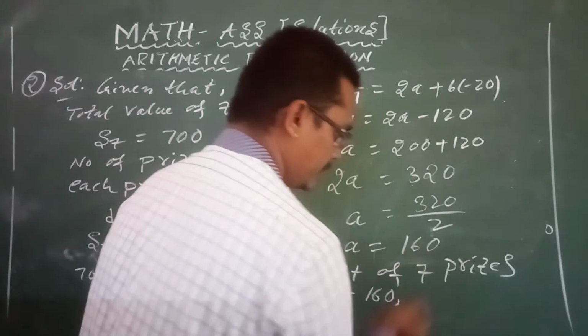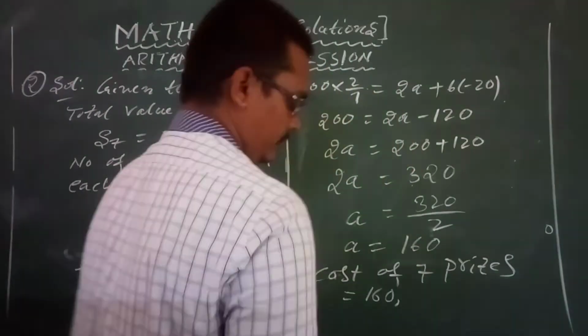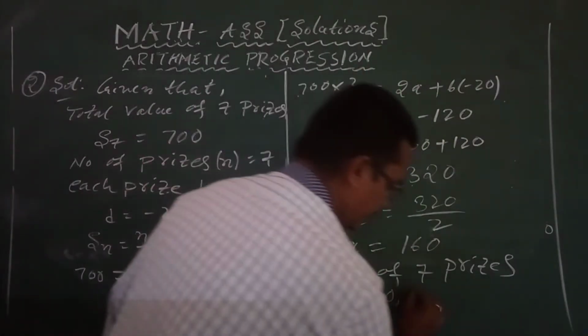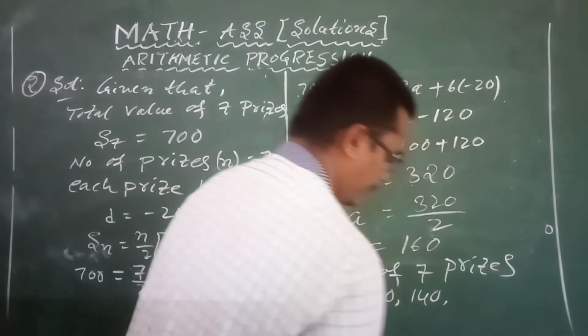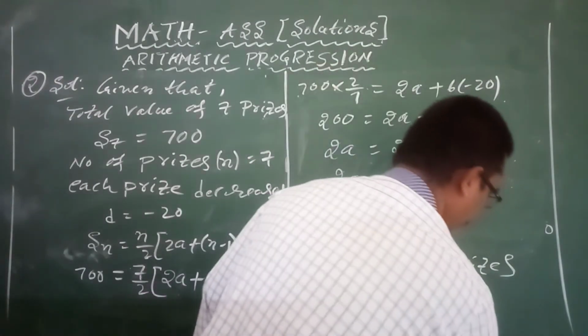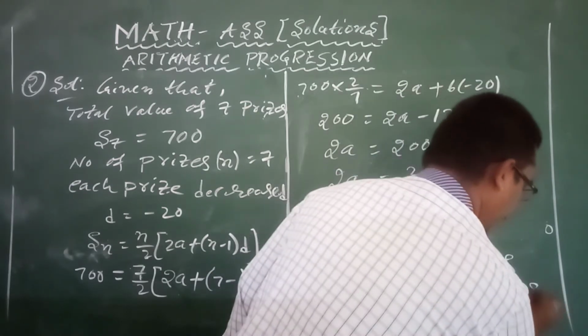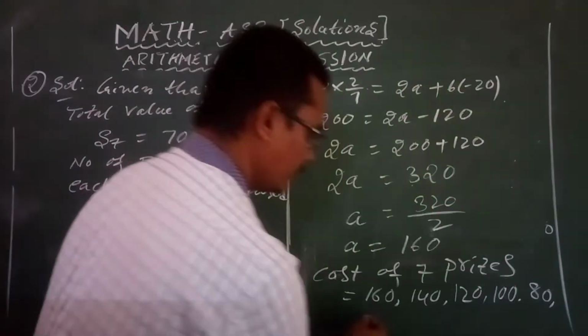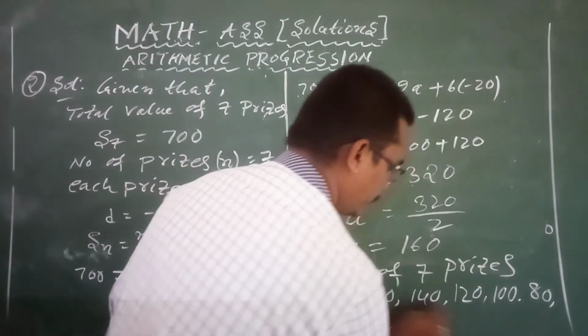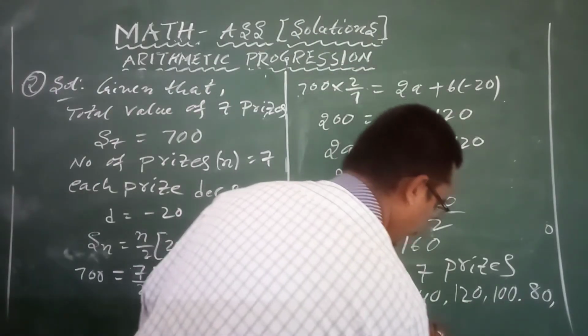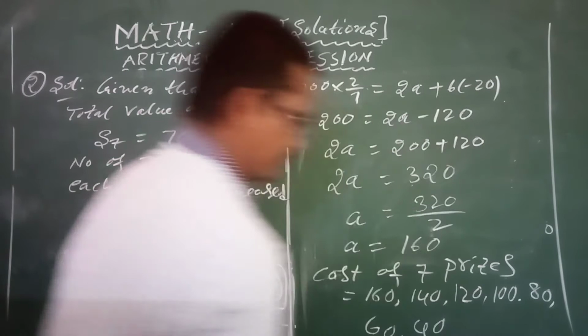Each prize decreases by 20 rupees, so subtract 20 rupees from 160 to get 140. Seven times: 160, 140, 120, 100, 80, 60. Counting 1, 2, 3, 4, 5, 6, and the seventh is 40 rupees. These are the costs of the prizes.